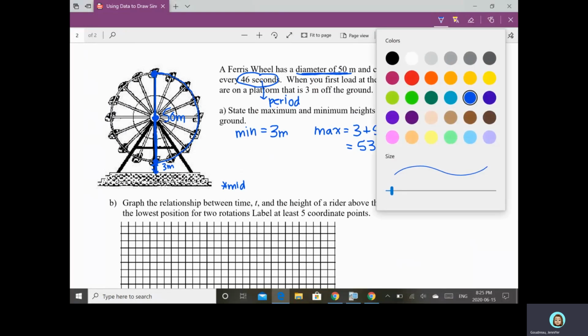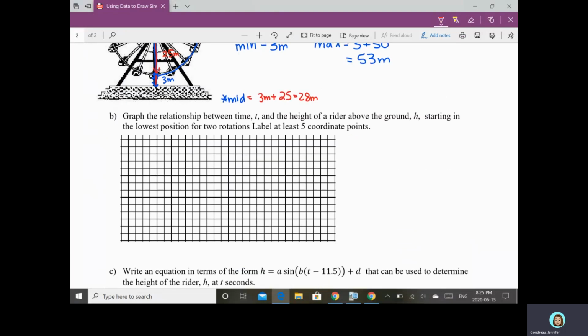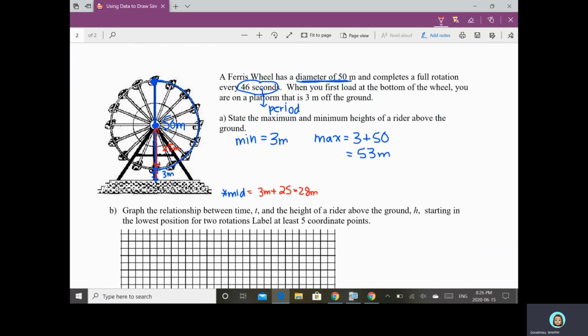Well, we know that that 3 meters is going to come into play. What is this distance right here from the first chair up to the center? Well, if our diameter is 50 meters, that means our radius is 25 meters. So our midline would be 3 meters above the ground plus that 25-meter radius. Our midline is at 28 meters. Now, I know this part A didn't ask for that, but we know we're going to need it when we're graphing. So we're just going to talk about it now while we're talking about the max and the min.